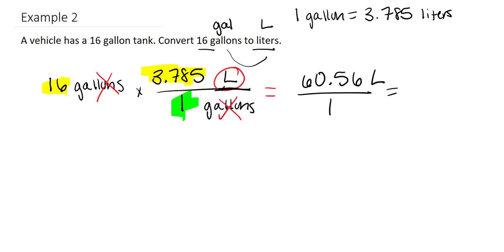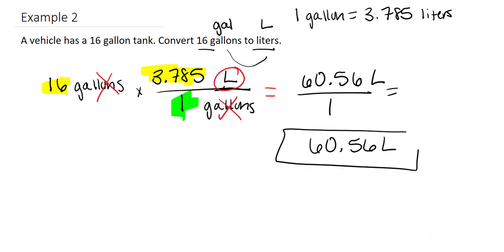So we just get 60.56 liters. The equivalent tank, say if we were in Canada, would be about a 60-liter tank instead of saying 16 gallons, because we use the US customary units and they use the metric units. So now let's look at another example.